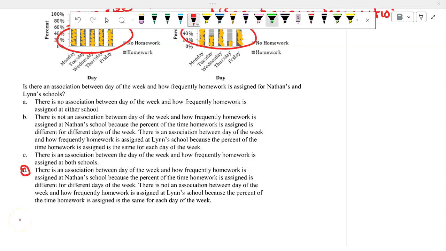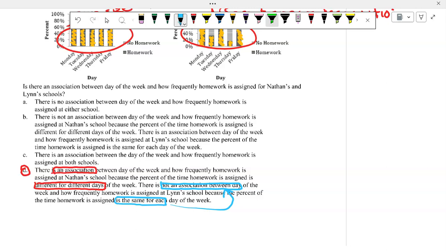So our solution here is D. Nate's school has an association, because the percent of the homework assigned is different for different days. In Lynn's school, there's not an association, because the percent of homework assigned is the same. So when it's the same, no association.